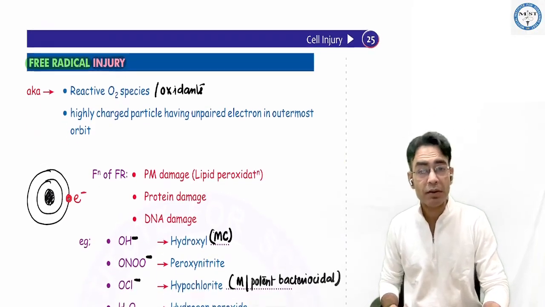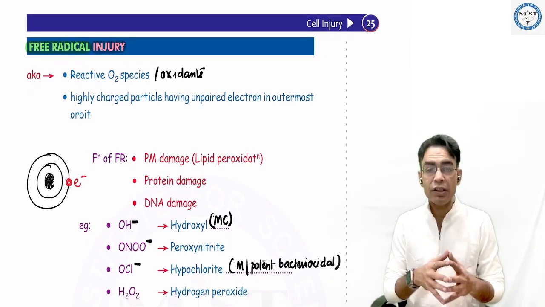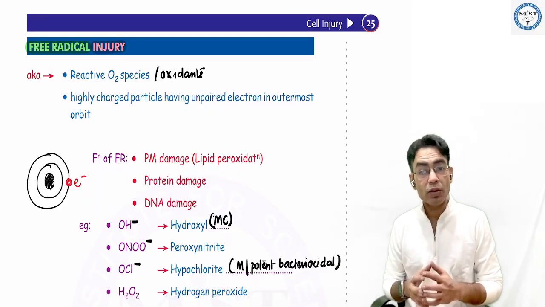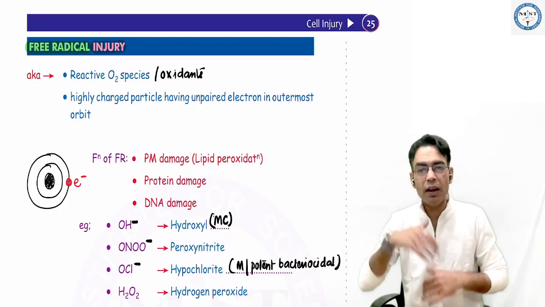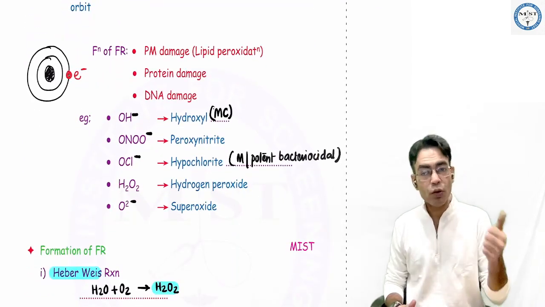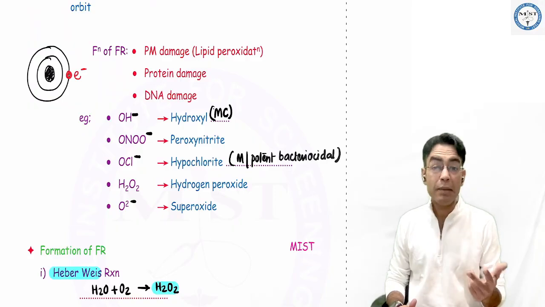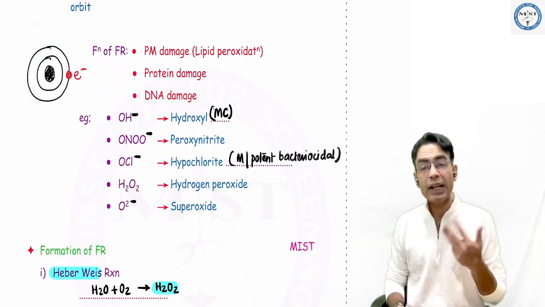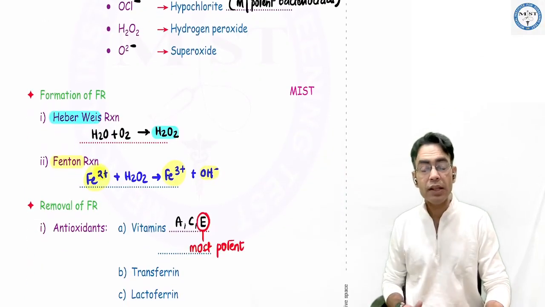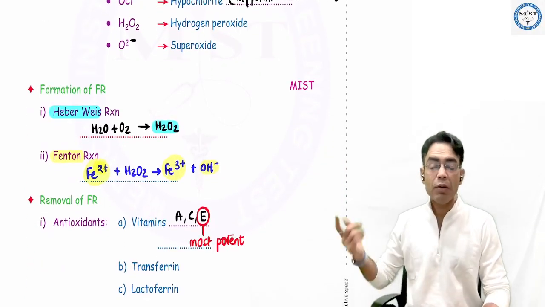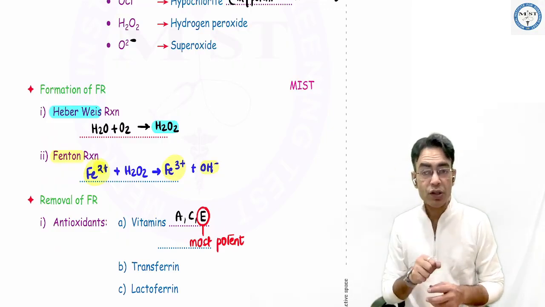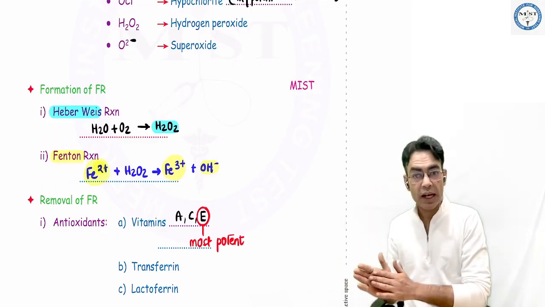And the last topic in this chapter: free radicals, which are reactive oxygen species. They're also called oxidants, and they have an unpaired electron in the outermost orbit. We have to learn just one phrase: single, ready to mingle. There are multiple examples of it: hydroxyl, the most common one, peroxynitrite, hypochlorite, the most bactericidal, then H2O2, hydrogen peroxide, and superoxide ion. Then formation is by the Haber-Weiss and Fenton reactions. In Haber-Weiss, you're forming H2O2. In the Fenton reaction, you're using iron and hydrogen peroxide, and you are making hydroxyl ion.